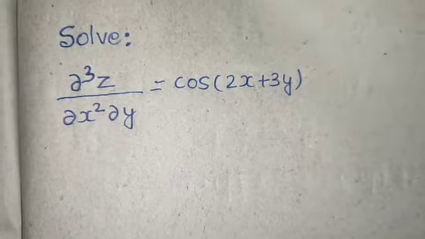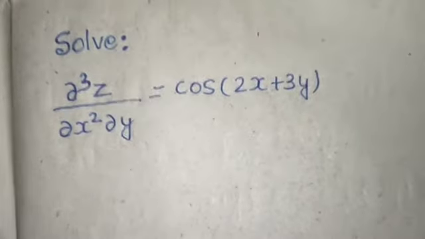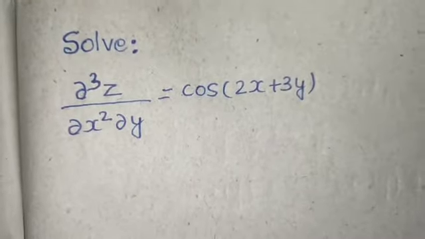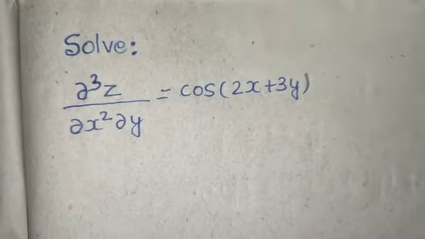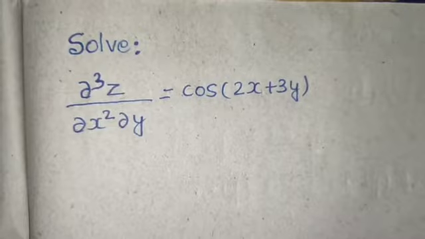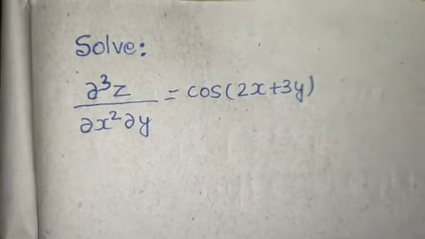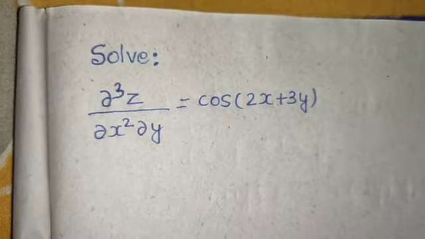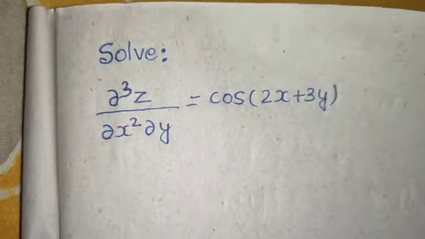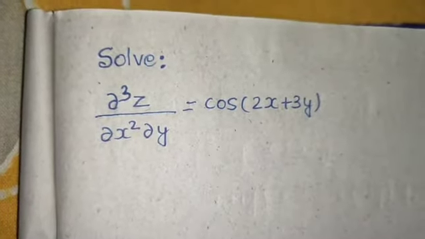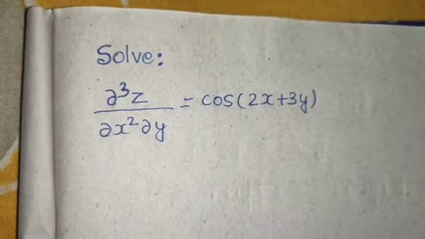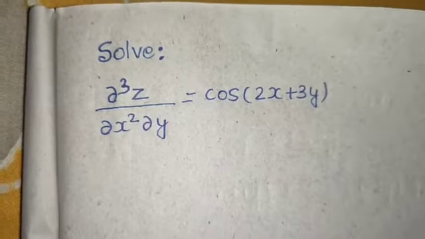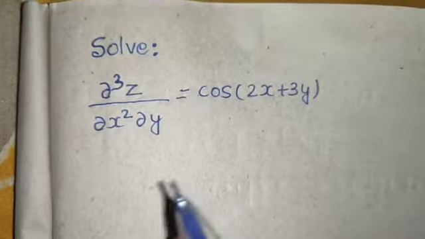So let's solve this question from partial differential equations. We will solve this question with the help of direct integration. This is one of the important methods to solve any partial differential equation. What we do in this type of question is keep doing partial integration until we get z. So we repeatedly do partial integration one after another, until we get z.